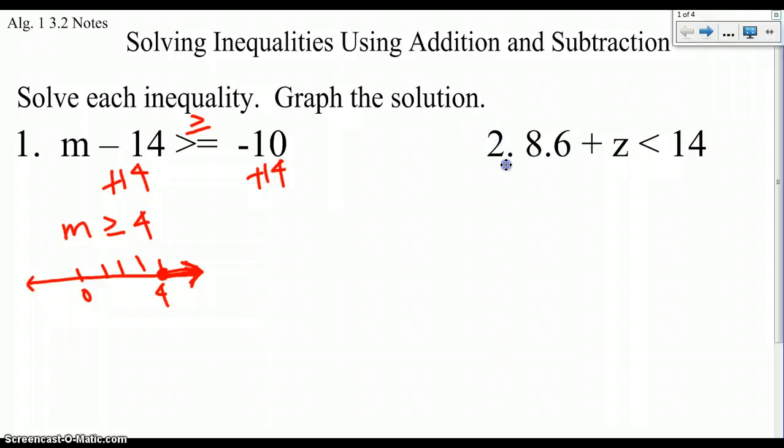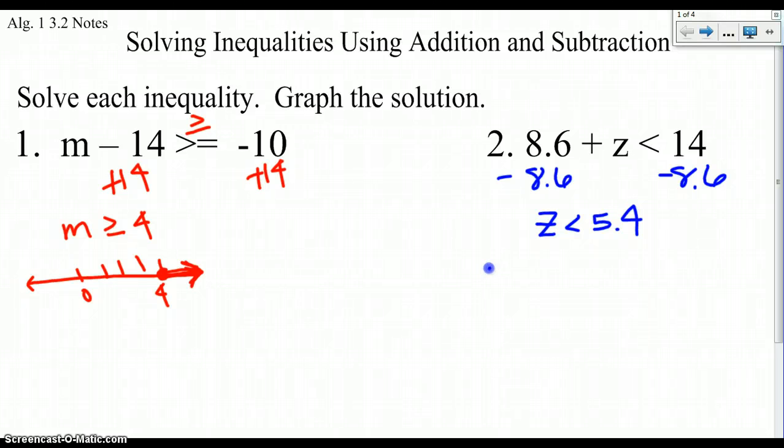And to get z by itself, all we need to do is subtract 8.6 from both sides. And then we get z is less than, and 14 minus 8.6 is 5.4. So then we're going to graph it. So we draw our number line. And we have 0. And let's put 5.4 here.